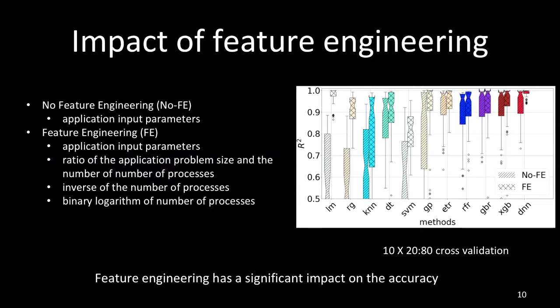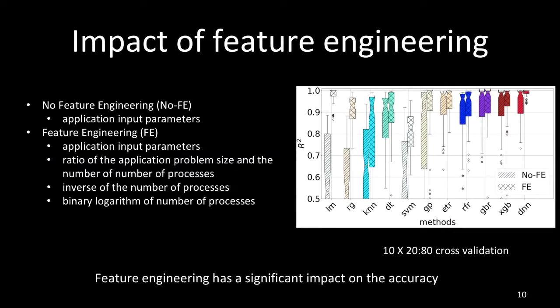Then we used this data set and incorporated the feature engineering. The first one, no feature engineering: we directly use the application input parameters without anything, and then we want to predict the application performance. The second set is the feature engineering set. In addition to the application input parameters, we included several features. These features are coming from domain experts, and I listed some of them.